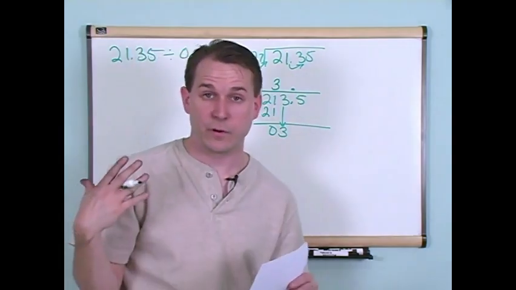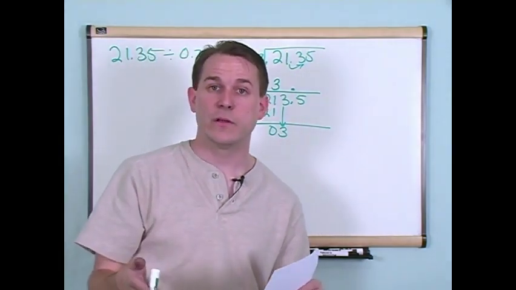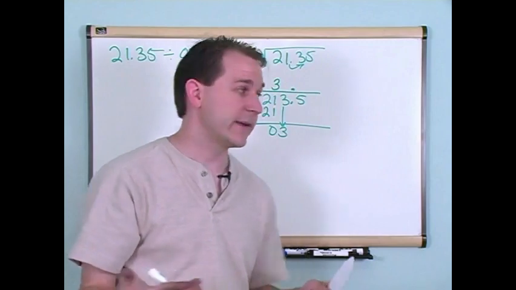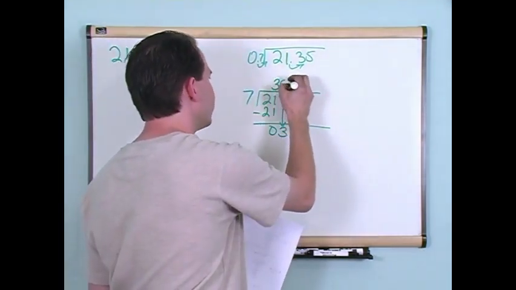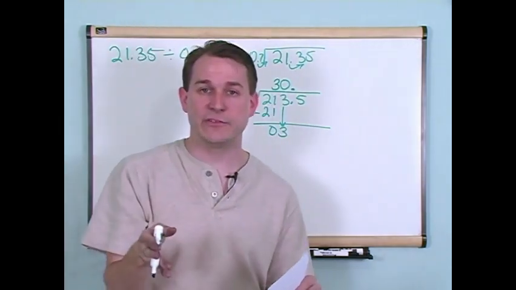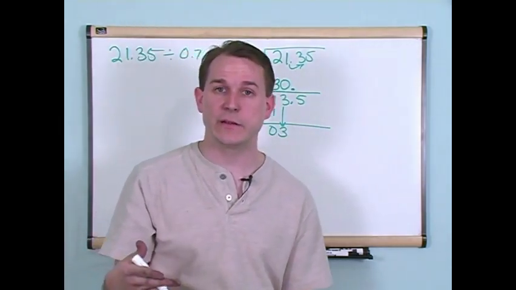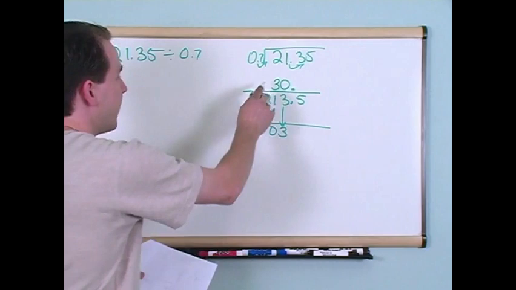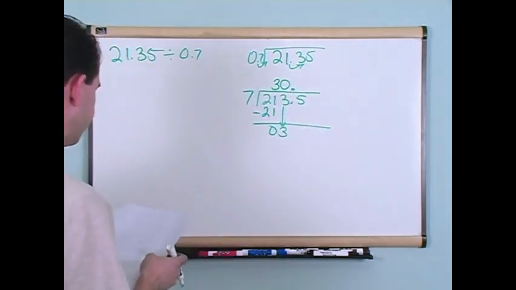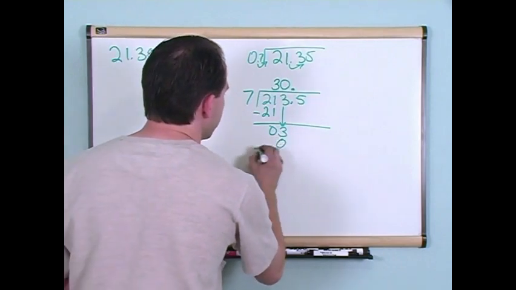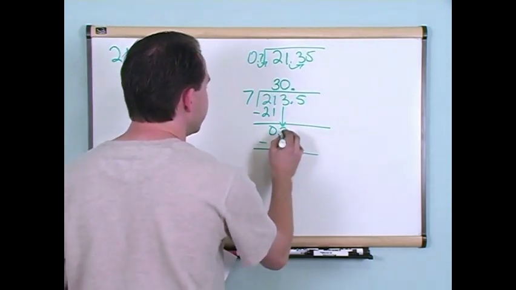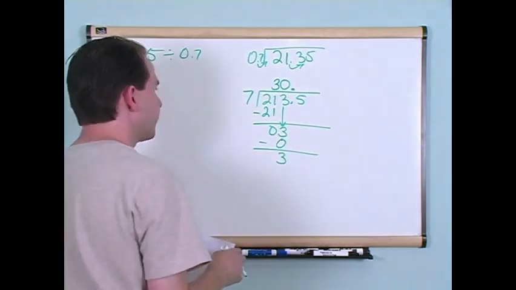Well, since you already dragged your number down, now you're trying to ask yourself, can 7 go into 3? Well, no, it can't. It can go 0 times, okay? Once you drag that next digit down, if you still can't divide into it, you have to put a 0 somewhere. You have to have digits everywhere here, okay? 0 times 7 gives me 0, so I just subtract. 3 minus 0 gives me 3.